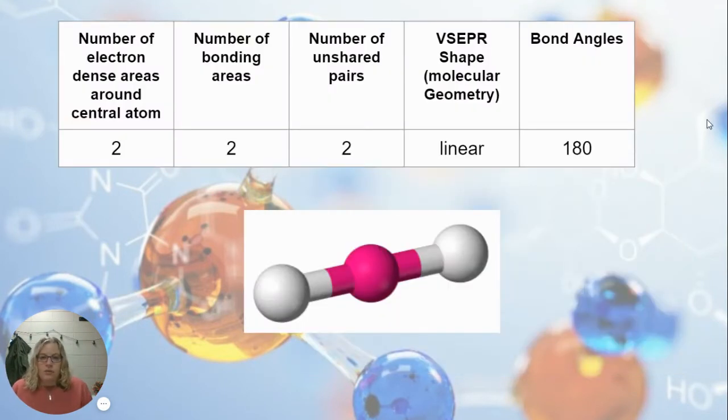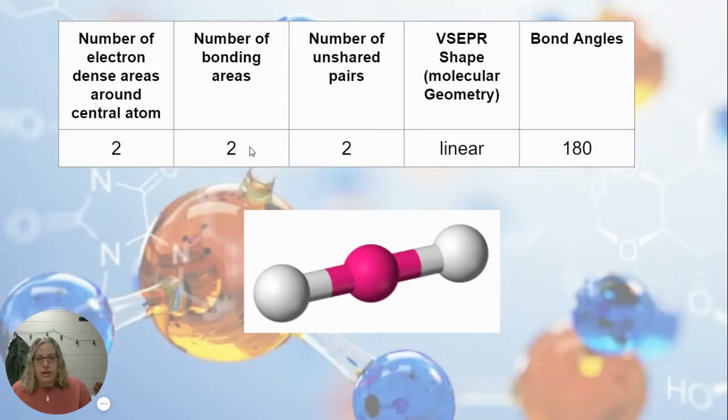So we're going to start with the smallest possible molecules and work our way up. The chart that you have matches up pretty well with the chart that is in your workbook. The first one we're going to look at is when you draw your Lewis structure and there are 2 electron dense areas around the central atom, and it should be 2 bonding areas, and then this should not be a 2. So cross that off. That should be a 0 here.